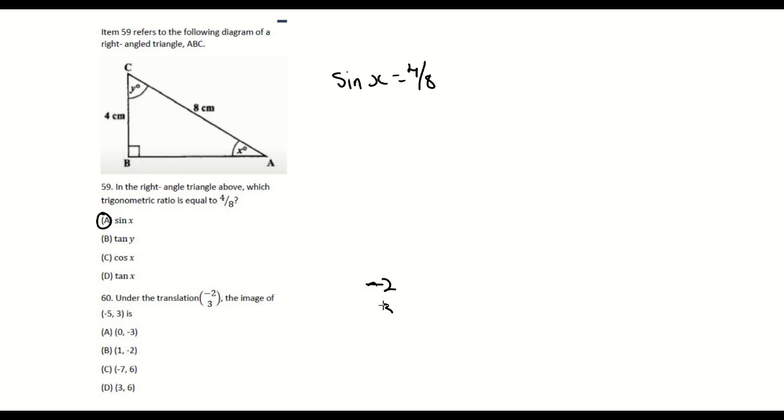They want the image, that is negative 2, 3 plus negative 5, 3. Negative 2 plus negative 5 is negative 7, and 3 plus 3 is 6, so negative 7, 6 would be the answer for this question, which is C. Right, and that is the end of January 2023.